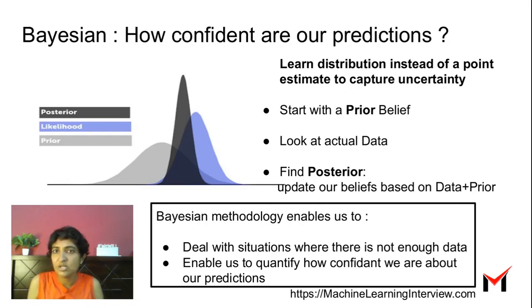That could be possible. Or I could give more weightage near 0.5 if I believe that a normal coin is more likely to be a fair coin. Right? So we start with a prior distribution for p. We look at the actual data, and then we find a posterior distribution which modifies this prior based on the data. Now, what is the advantage of the posterior distribution? It's a distribution for p and not just a value. So the variance of the distribution will tell us how confident we are about our prediction for p.